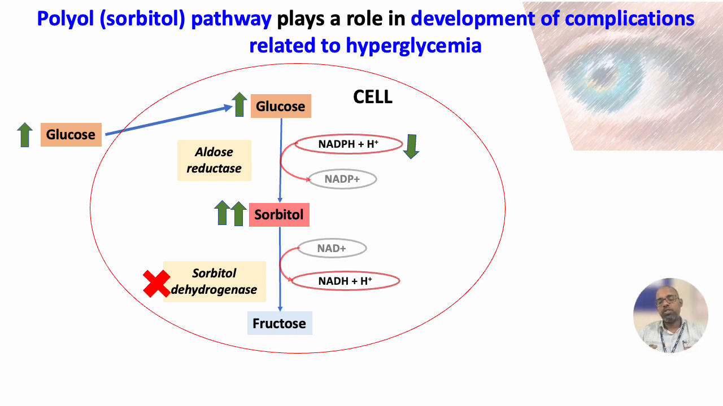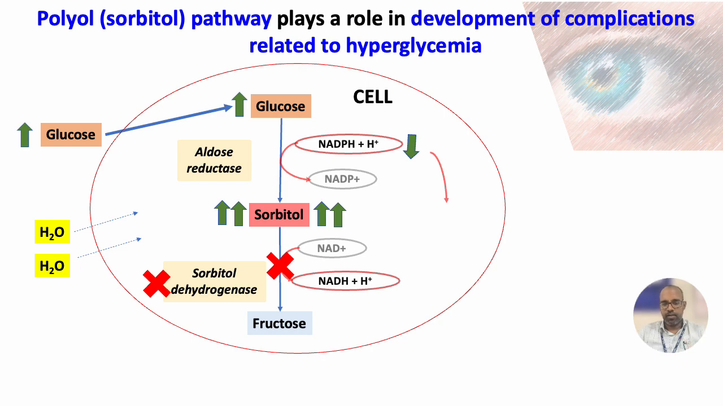So there will be accumulation of sorbitol in the lens, and second, there will be depletion of NADPH in the cell. These two things are the main reason for cataract. Sorbitol is osmotically active, so it draws water from outside into the lens cell, so the lens will swell and suffer osmotic damage. The lens will lose its transparency and become opaque.